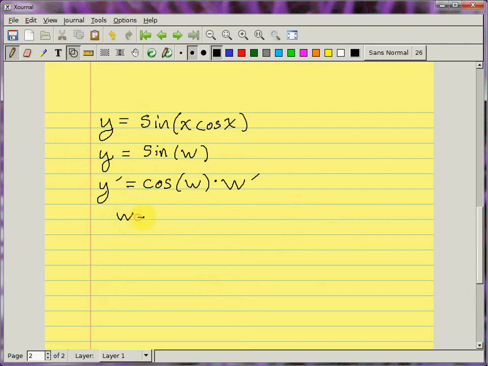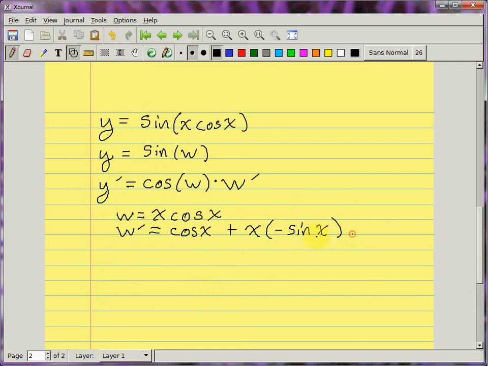Well, let's think about what we really did. We said that w is equal to x times cosine x. And so w prime is a product rule problem. Take the derivative of x first and you get cosine x. And now plus x times the derivative of cosine, which is minus sine x.